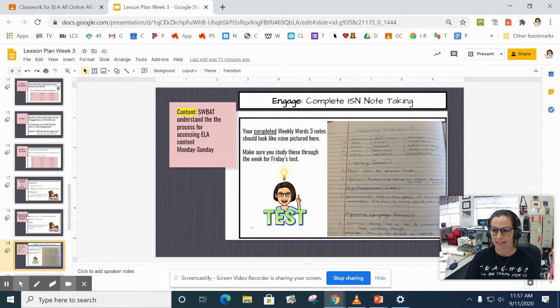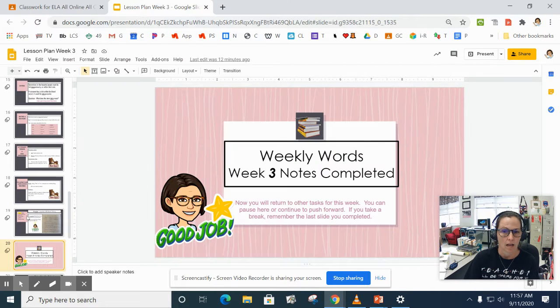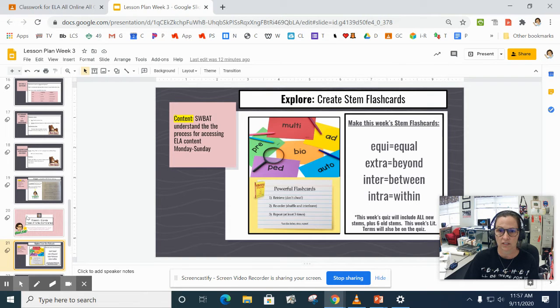Everything on this page is what you need to study for Friday's quiz. This is your tool for being successful on Friday's quiz. Then it tells you here the notes portion is completed. And then we move into preparing ourselves more for the week. Please make 4 flashcards for your 4 new stems. That brings you to a total of 12 flashcards.